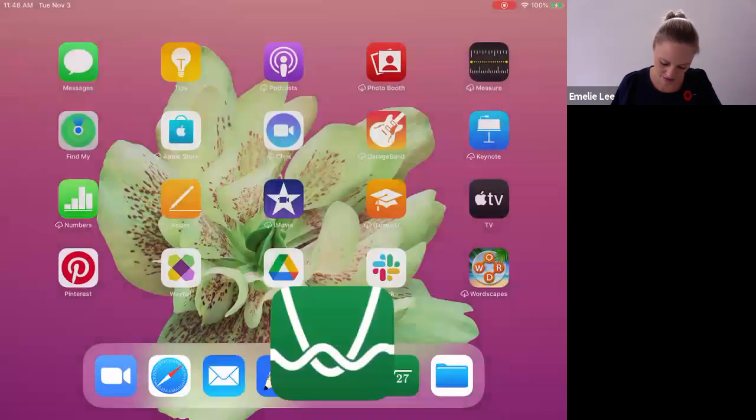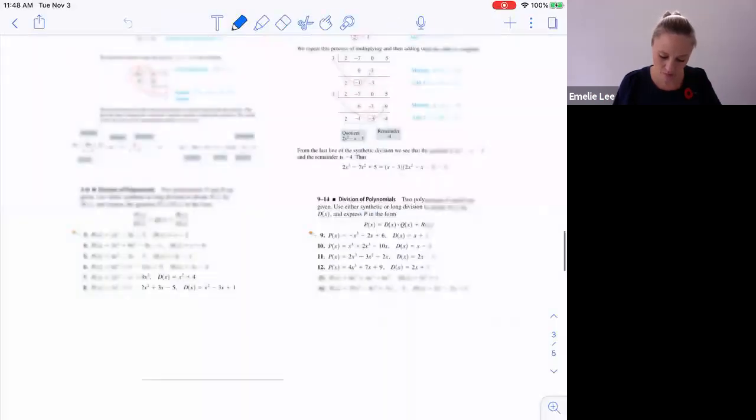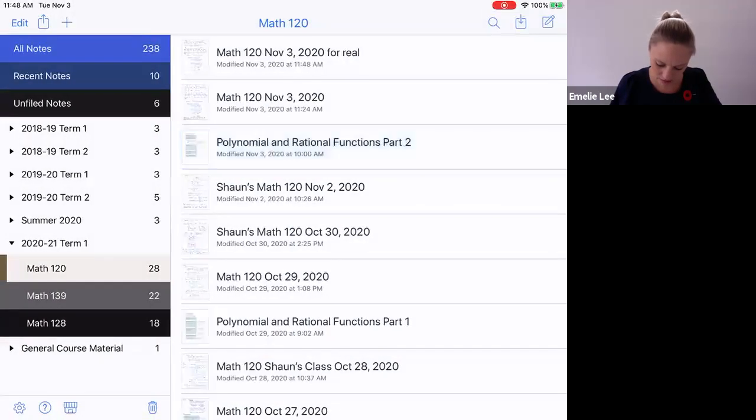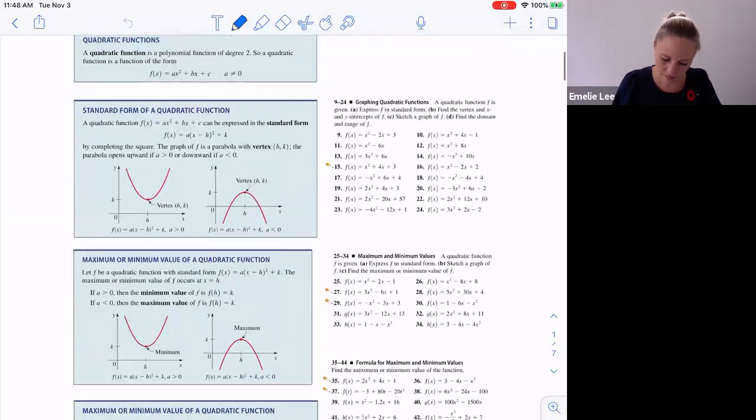So to finish off 3.1, we've actually already talked about this. Definitely work through these problems where you have to graph these functions. This is the takeaway message from this section. We can also talk about maximum and minimum values, but remember that's just the vertex, right?